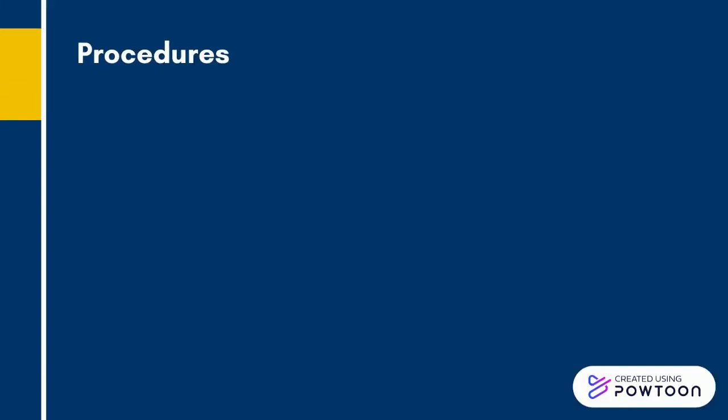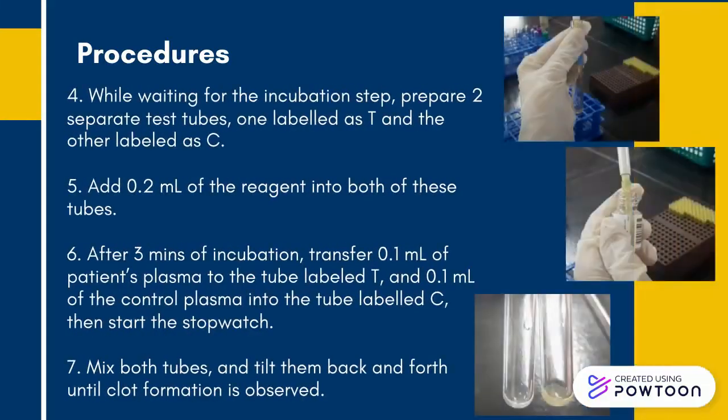While waiting for the incubation step, you may prepare two separate test tubes, one labeled as test and the other labeled as C for control. Proceed to add 0.2 milliliters of the reagent into both of these tubes. When 3 minutes of incubation has elapsed, transfer 0.1 milliliters of the patient's plasma to the tube labeled T and 0.1 milliliters of the control plasma into the tube labeled C. Then, start the stopwatch.